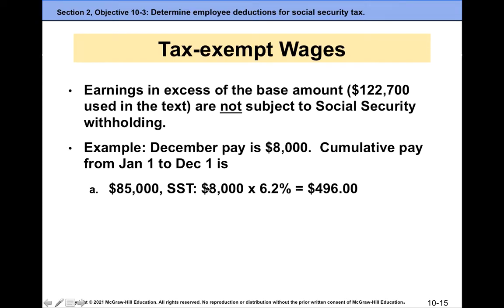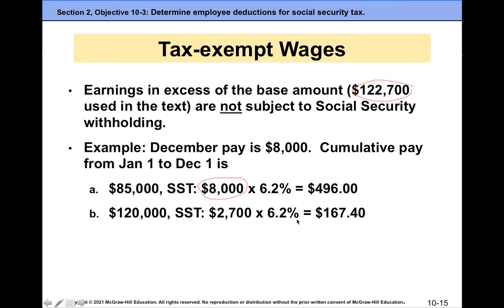85 plus 8 equals 93. She's still below the cap, right? This employee is still below the cap. She has not reached it. So the entire amount, all of her $8,000, this is gross pay, is taxable. So we multiply it by 6.2%.